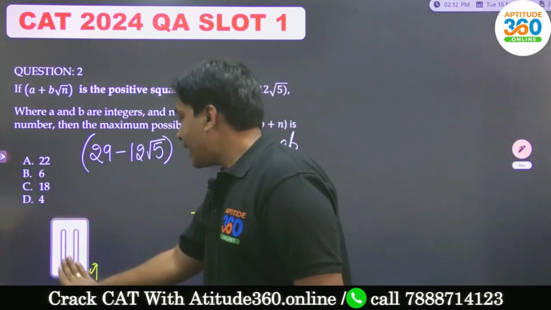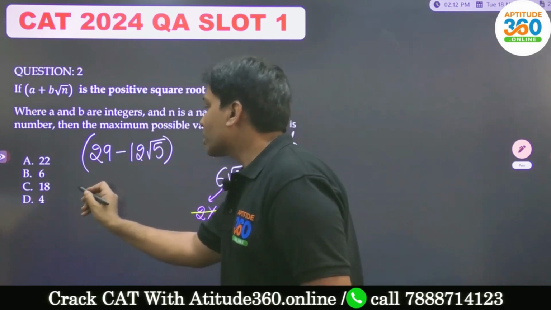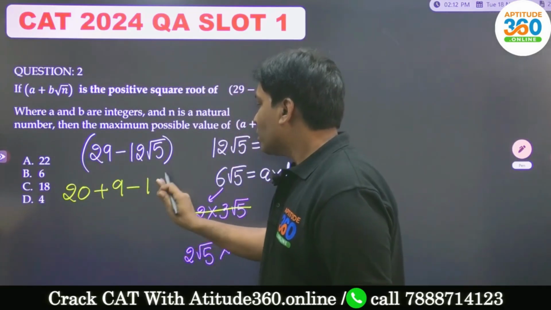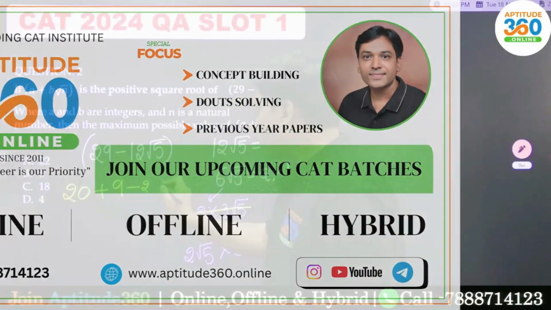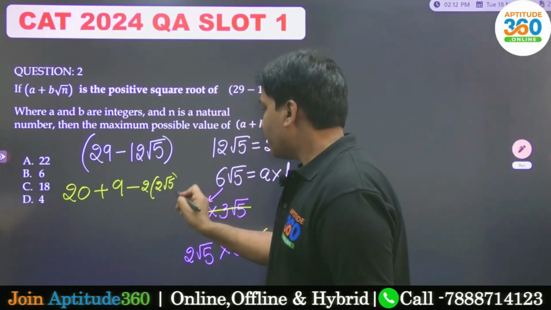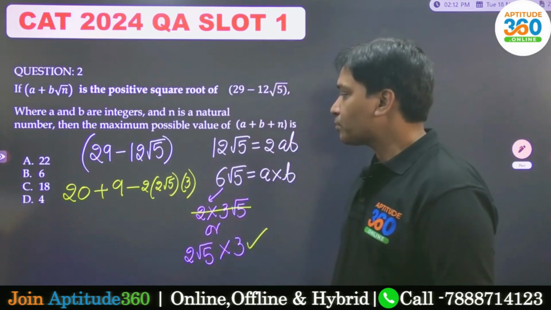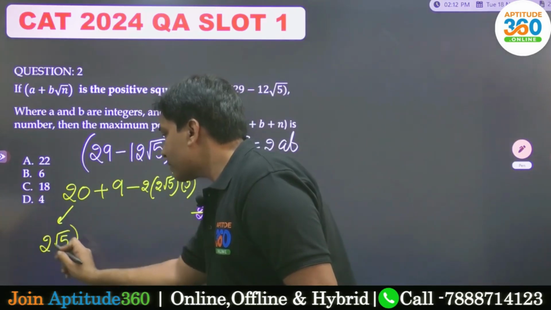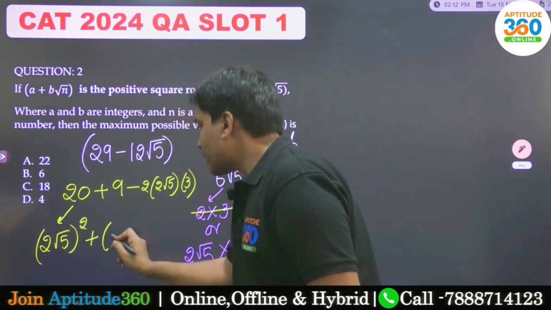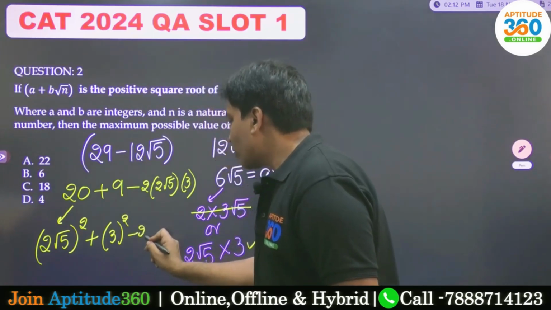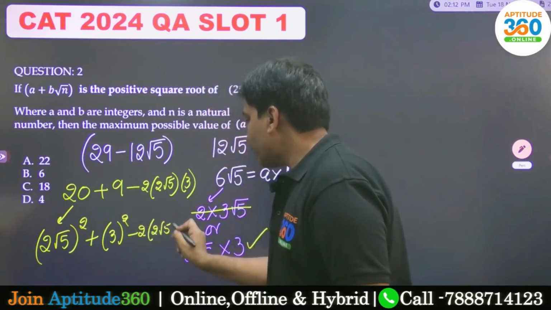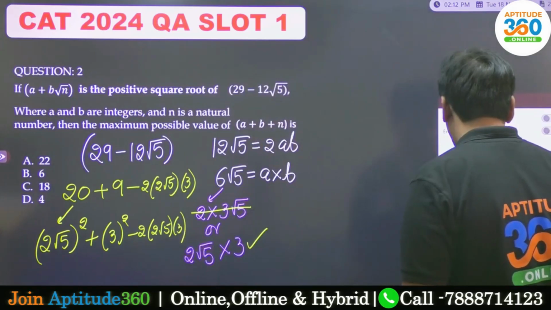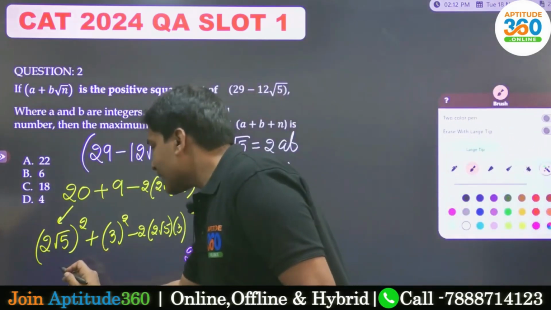So this entire expression can be written as what? This entire expression can be written as 20 plus 9 negative 2 times of 2 under root 5 and then 3, isn't it? And 20 can be written as 2 under root 5 whole square, and this value can be written as what? 3 square, and then you've got 2 times 2 root 5 and then 3, right? It is simple.